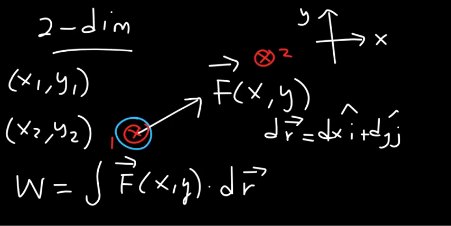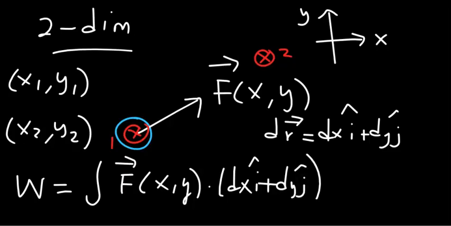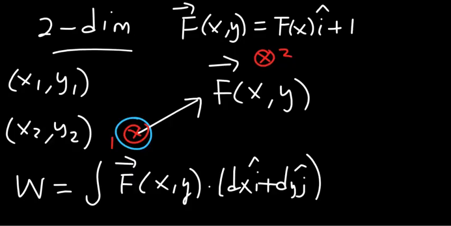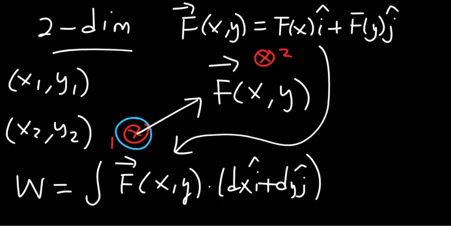So substituting dr with dx i hat plus dy j hat, and assuming that the force function F(x,y) can be separated into x and y components like that, and substituting this in here, you see that work simply can be broken into two integrals.